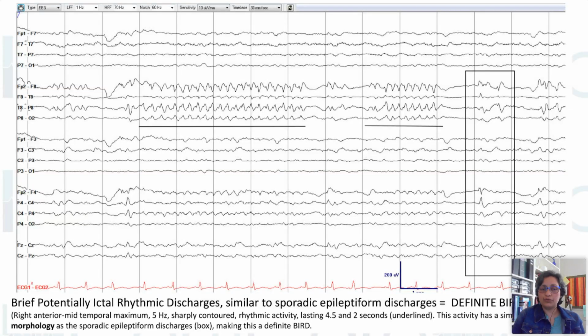So always count the frequency before you come to a conclusion. If it is rhythmic delta activity, count what is the frequency of those discharges. All right.